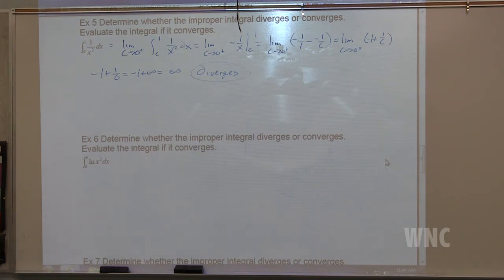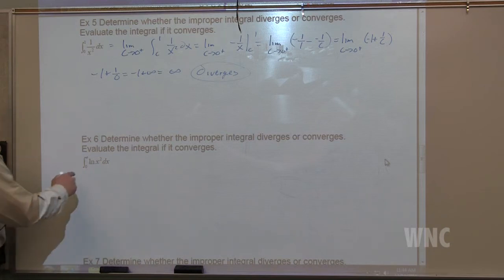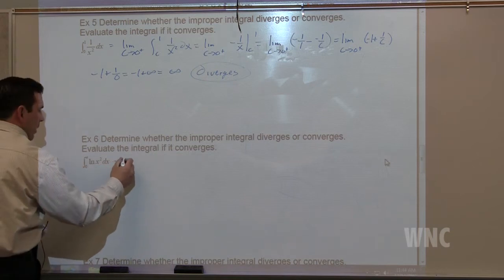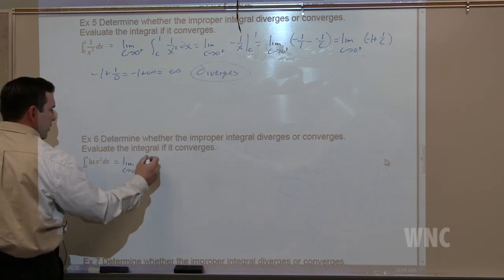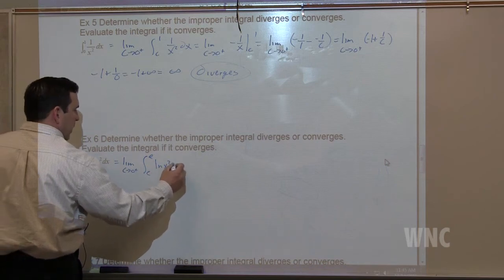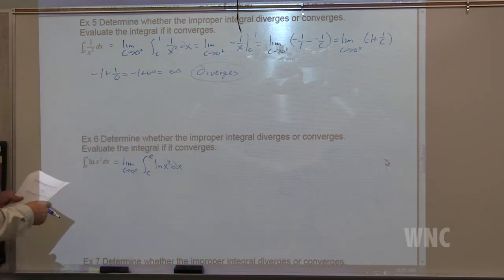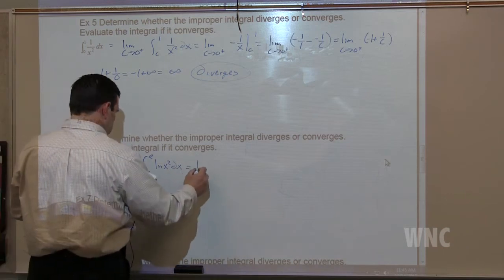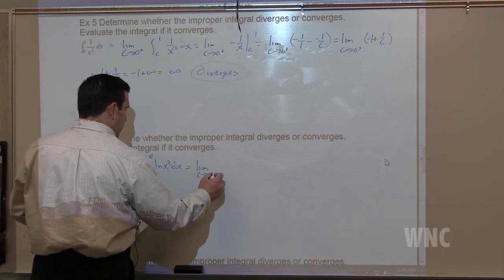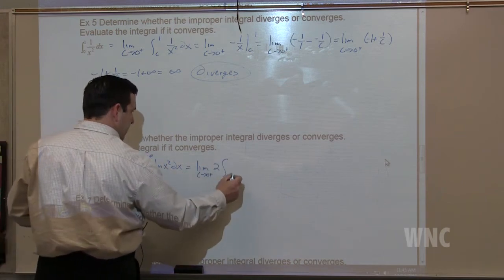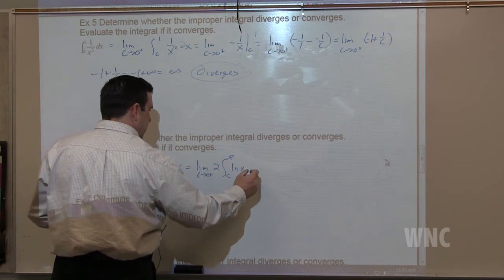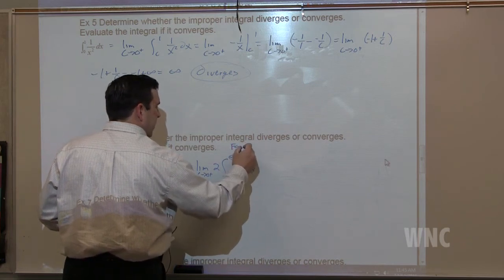Okay, so for number 6, determine whether the improper integral diverges or converges. Evaluate the integral if it converges. So here, we can't take natural log of a 0. That's a problem. So we'll say the limit as c approaches 0 from the right side again, integral from c to e, natural log of x squared dx. Limit as c approaches 0 from the right side of 2 times, the power here can come out front, integral from c to e, natural log of x dx, and we'll use formula 87.